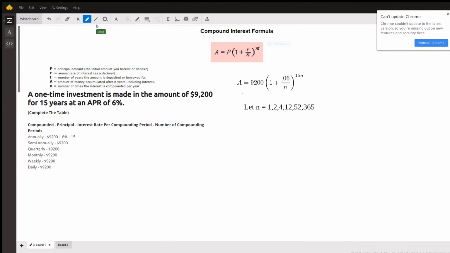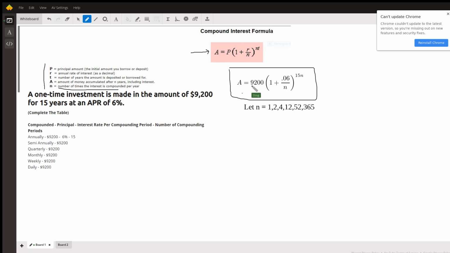Well, over here to the right, we do have the compound interest formula right here. And here's the explanation for each of the variables. Where n is the number of times the interest is compounded each year. So this is actually what we're trying to evaluate at different values for n.